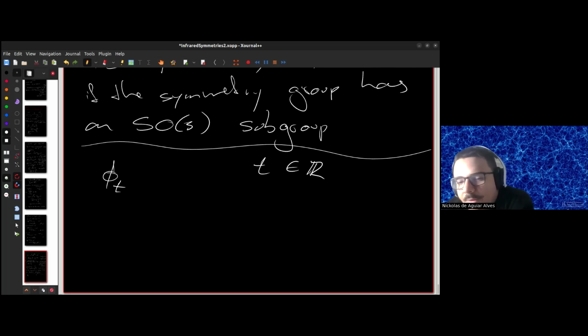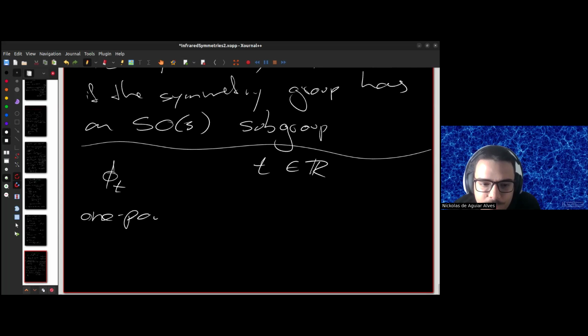To be completely rigorous, I should actually consider this as living in an interval inside the real line, but I will ignore these details, which you can find in pretty much any book in differential geometry. And I'm going to consider this here. So this is a family of many different diffeomorphisms. And I'm going to assume that they form a one parameter group of diffeomorphisms.